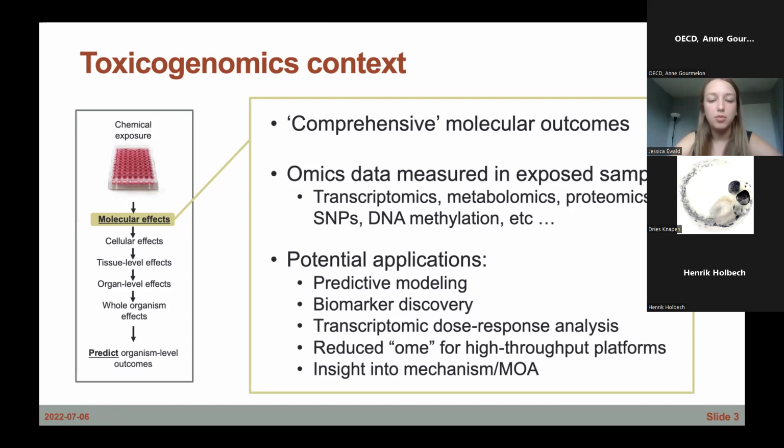Many people try to come up with some sort of reduced ome. So this with gene expression would be a reduced transcriptome, which is simply a smaller, limited group of genes that is representative of some larger biological space, that can be combined with specialized technology for high throughput applications. And then in the most general sense, all of these methods, and toxicogenomics data in general, promise to provide more insight into the mechanism and mode of action because the data is such high resolution and has so many details.